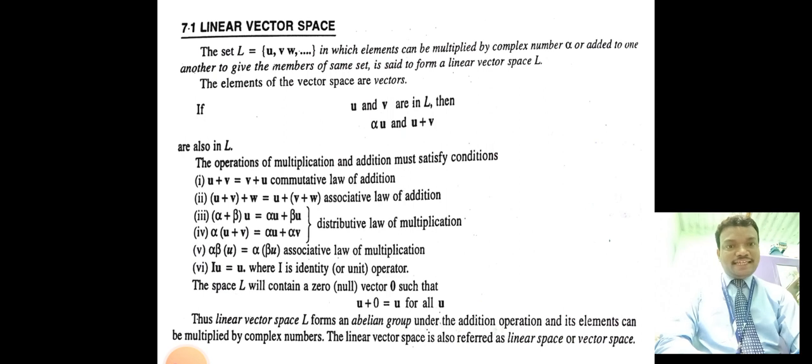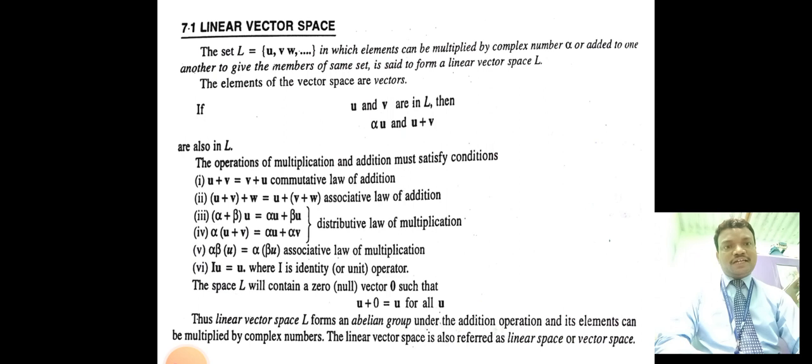Thus the linear vector space L forms an abelian group under the addition operation, and its elements can be multiplied by complex numbers. The linear vector space is also referred to as a linear space or vector space. Finally, a linear vector space contains a number of vector elements, which may be multiplied by a complex number or added together, and the results also belong to the linear vector space.